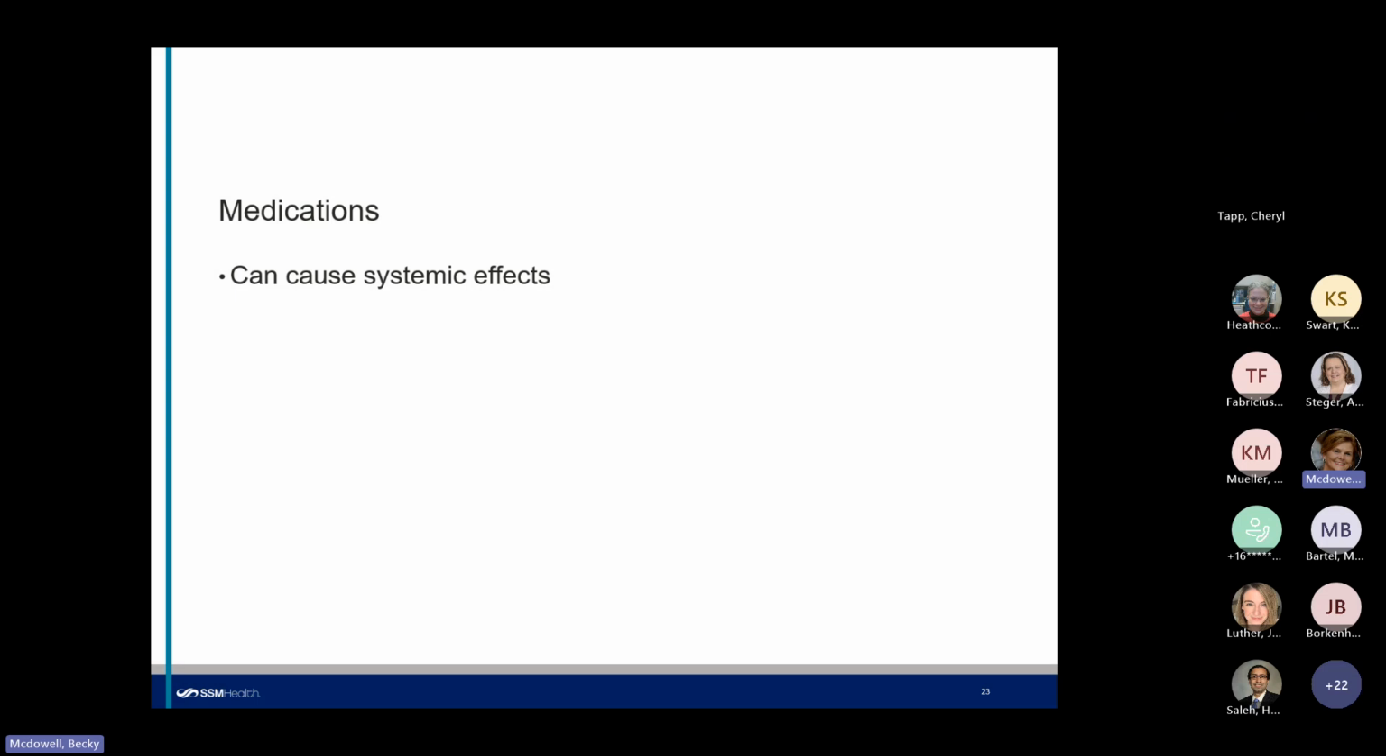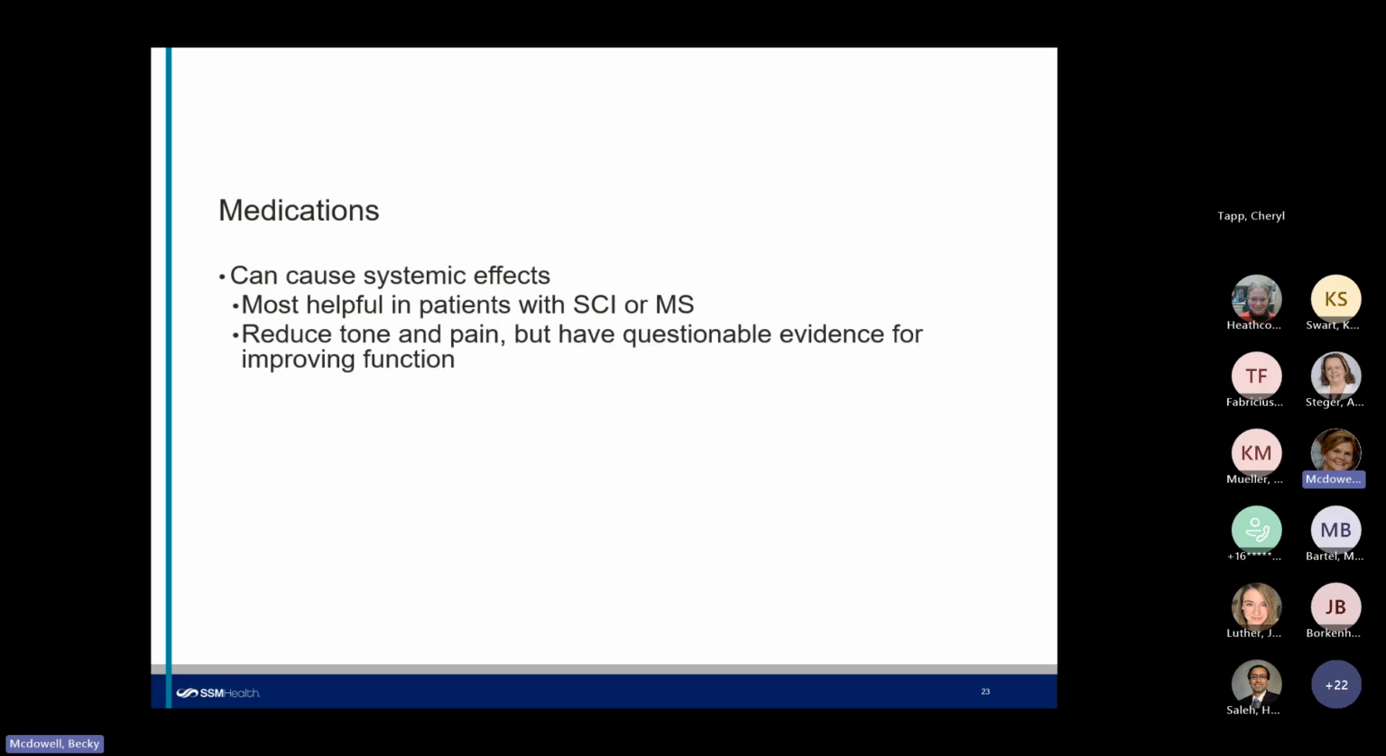Medications. So medications are one of the early steps in treating spasticity. The good and bad at times is that they often cause systemic effects. And due to this, they're most helpful in spinal cord injury and MS patients. They are known to reduce tone and pain, but they have questionable evidence for improving overall function.